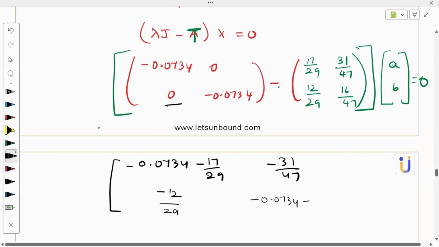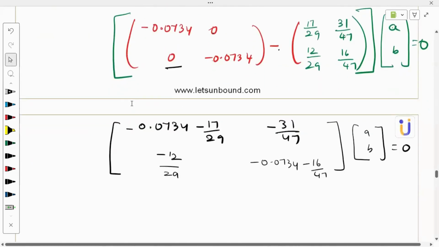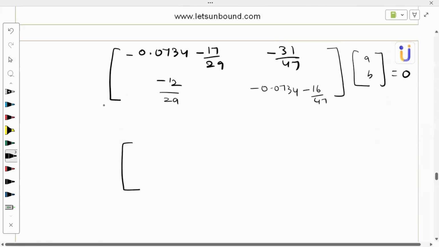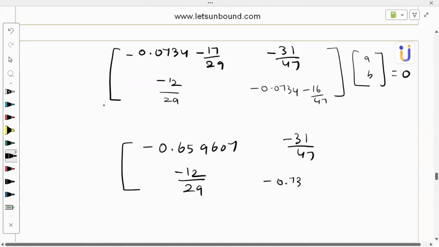0.0734 minus 16 by 47 into AB equals 0. And simplifying this using calculator, negative 0.659607, negative 31 by 47, negative 12 by 29, negative 0.732974, AB equals 0.